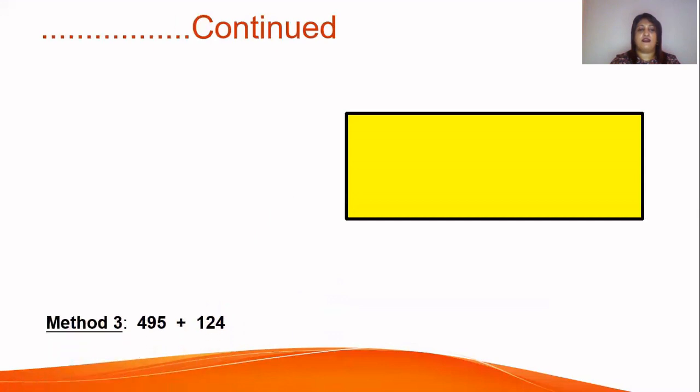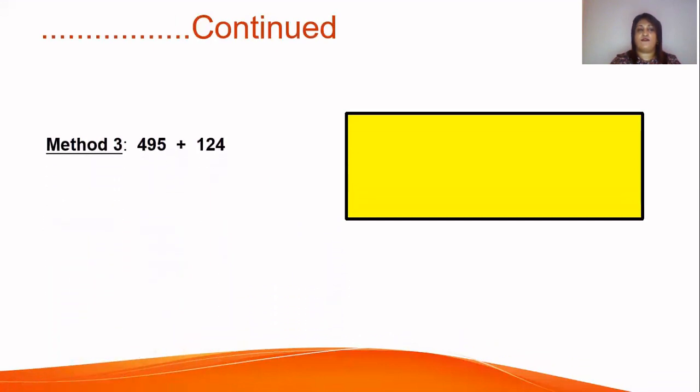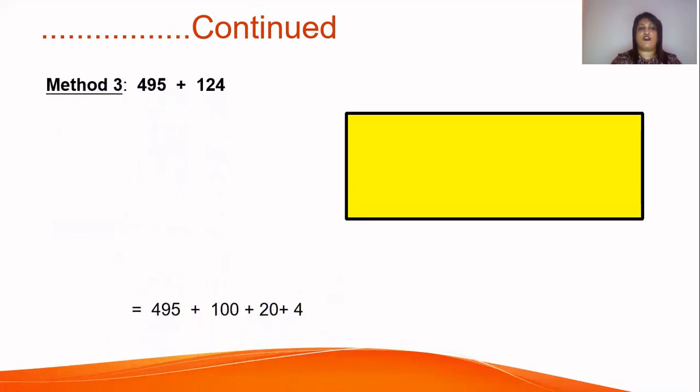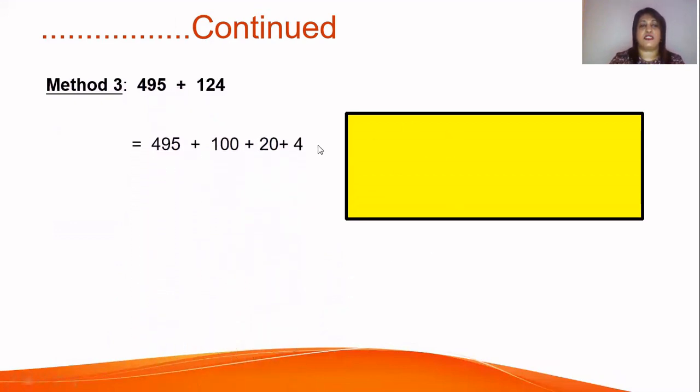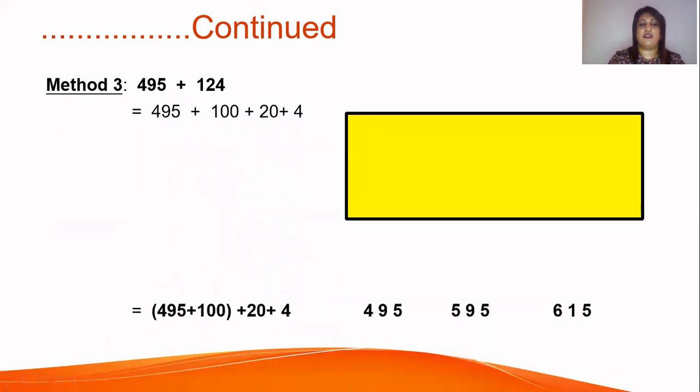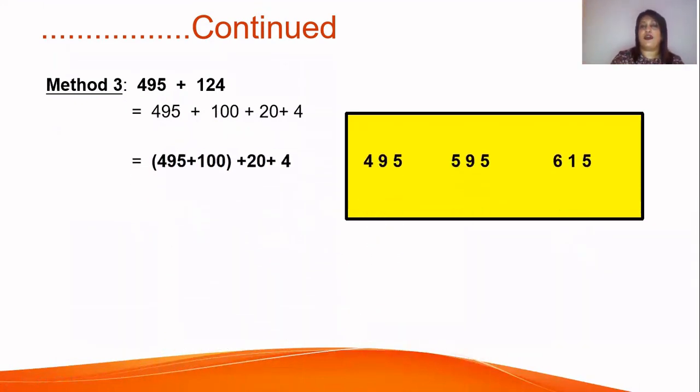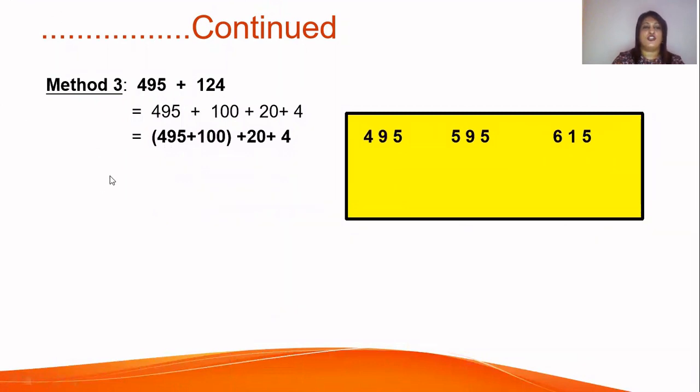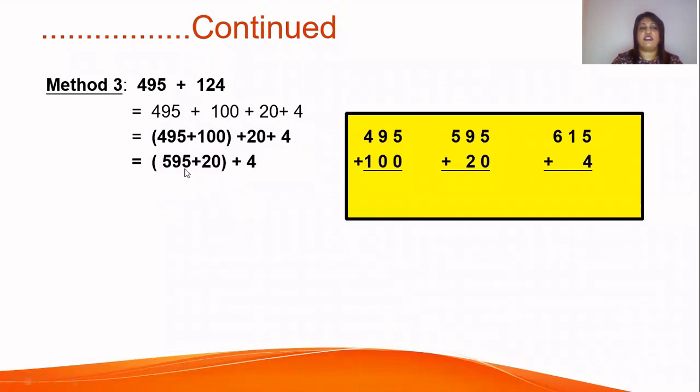Now it's method 3. Method 3, we leave the first number as a whole, and we decompose the second number. So we've got 495 plus 100 plus 20 plus 4. Again, I'm going to show you on the right hand side here how we're going to add the numbers if you can't do it mentally. So 495 plus 100 will give me 595. Then after I've got that answer, I add the 20 to that answer. So 595 plus 20, and then I'll add the 4 to it. So 595 plus 20 will give me 615 plus 4, and my final answer is 619.